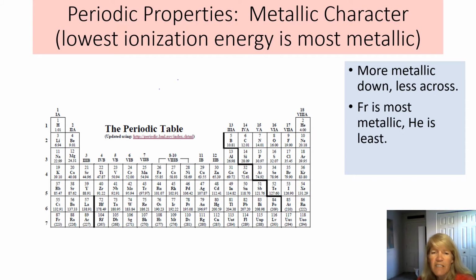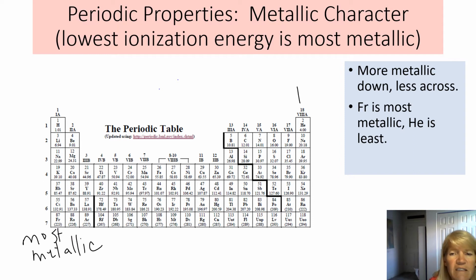And the last trend is metallic character. This really follows right along with the ionization energy: the one that's the easiest to lose an electron is the most metallic. So down here in this corner is the most metallic, and up here in this corner is the least. And that follows the nonmetal-metal dividing line. More metal this way, less metal this way.